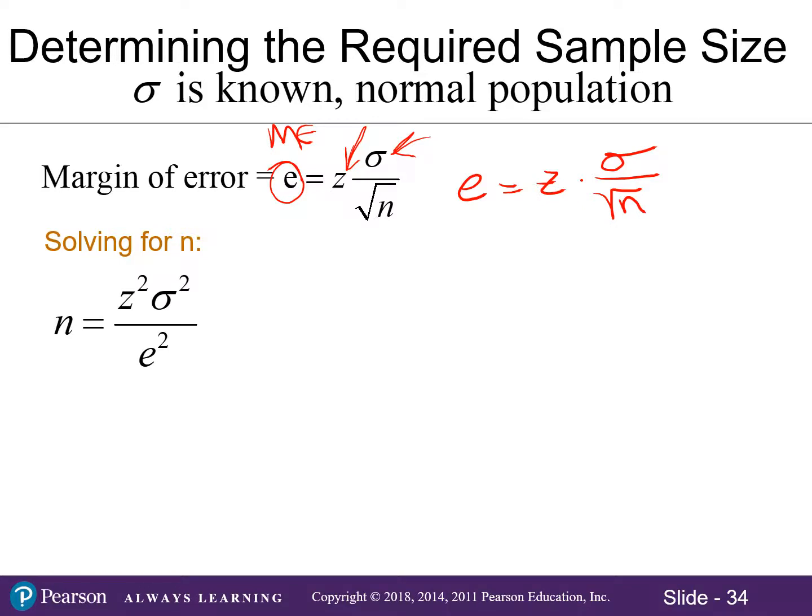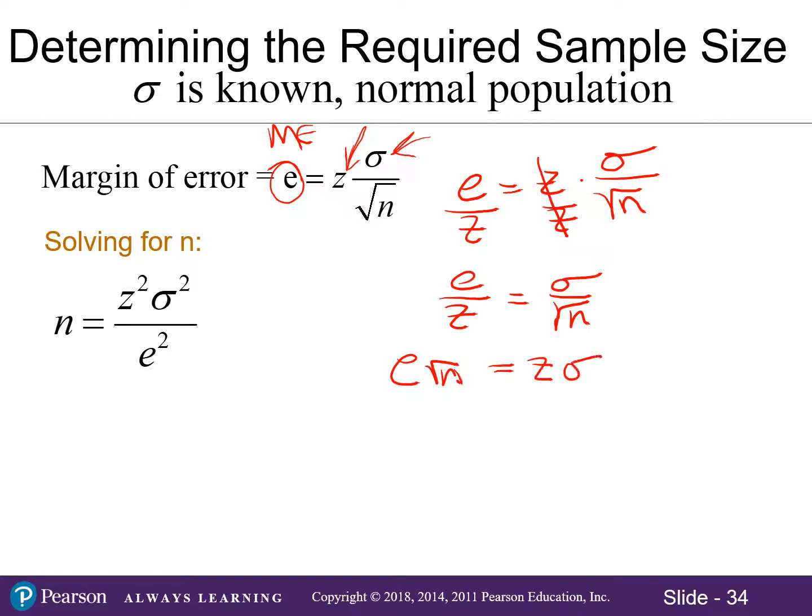The first thing I'm going to do is divide both sides by z. z divided by z is 1. So I've got E over z equals sigma over the square root of n. I'm trying to solve for n, so I'm going to cross multiply. That gives me E square root of n equals z times sigma. In case you forgot how cross multiplying works, you just multiply these two to equal those two.